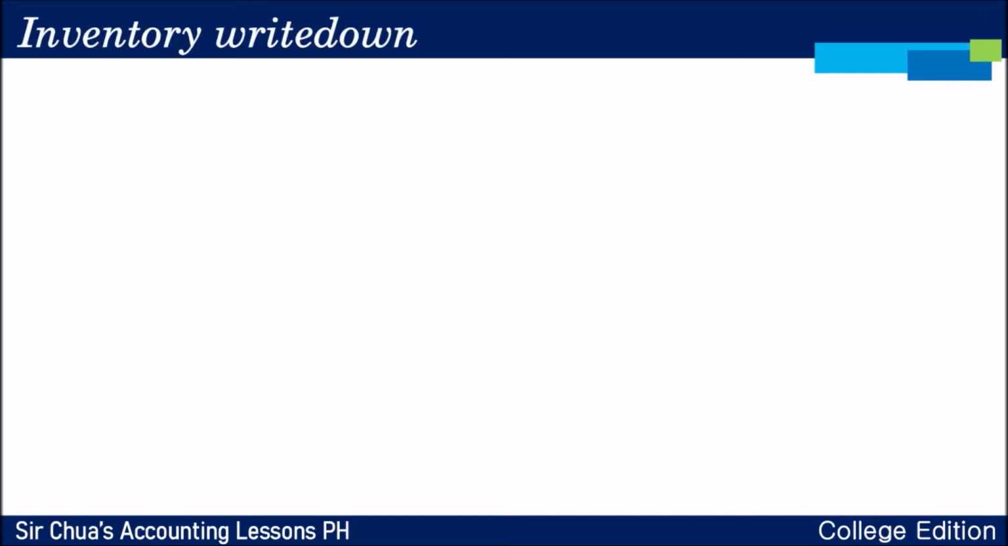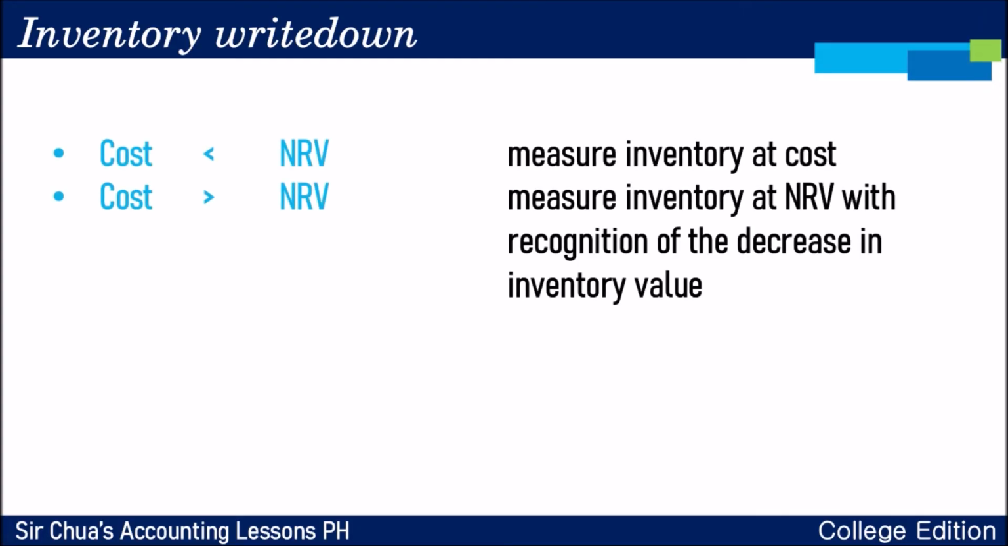Now, meron po tayo ngayon tinatawag na inventory write-down, which roots from this comparison. Okay? If your cost is lesser than your net realizable value computed, then you shall measure inventory at cost, rooting from what is said as lower of cost and net realizable value. Kukunin nyo yung mas lower, okay?